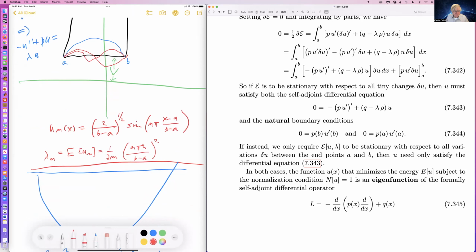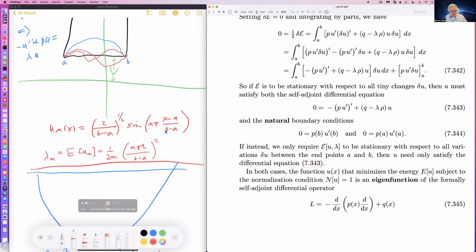The solutions are actually over here. They're sine of n pi times x minus a over b minus a, with a normalization factor. The lambdas, which are the energies, are 1 over 2m times n pi h bar over b minus a, squared. And so these are the energy levels in an infinite square well potential. The particle is confined in here because the potential here is infinite.